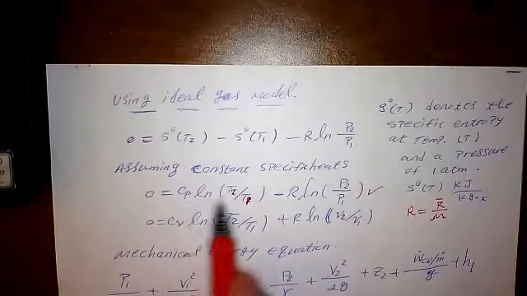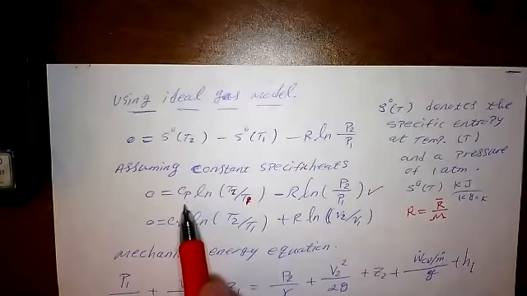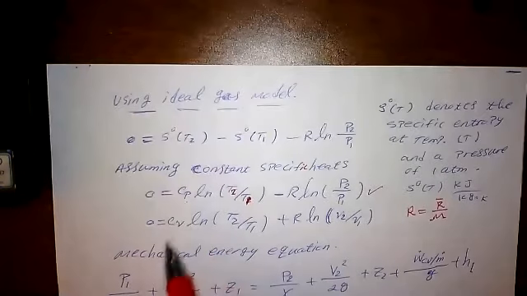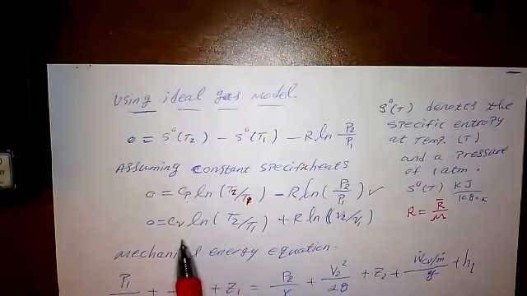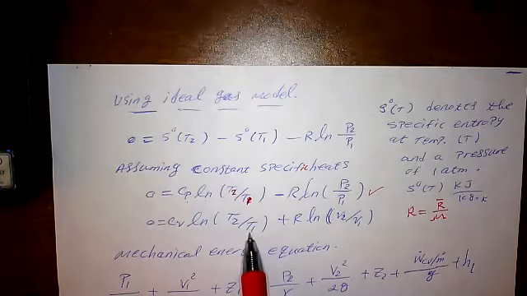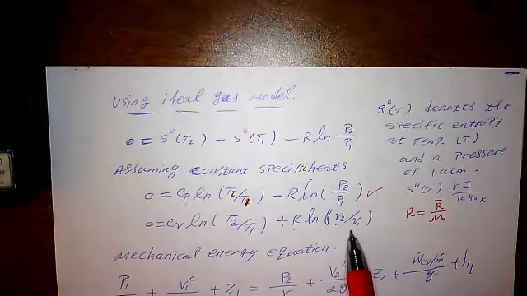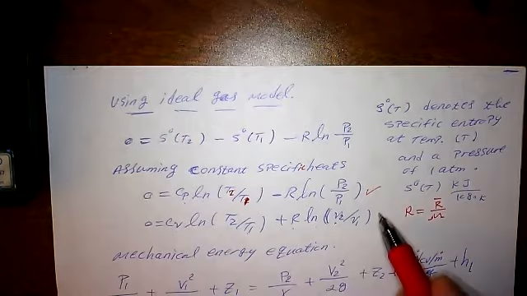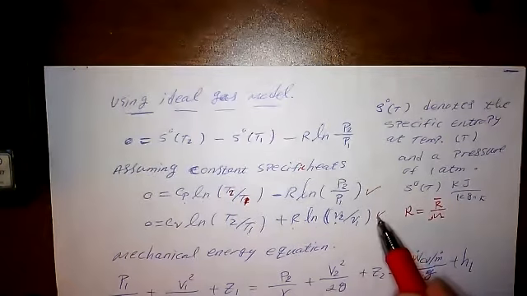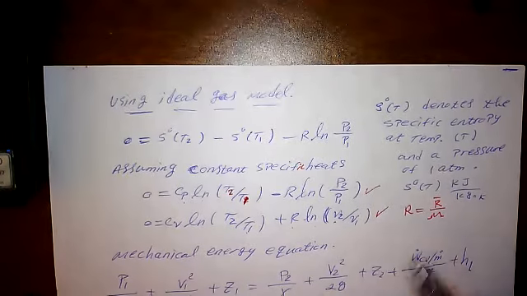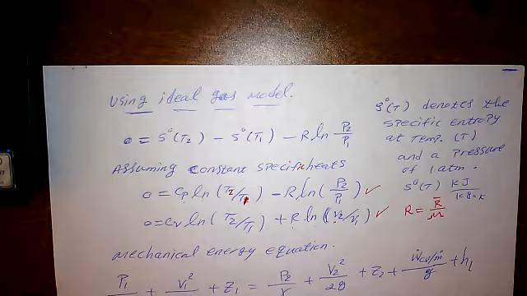If it's an open system, you are more likely to use Cp, instead of Cv for a closed system. Cv natural log of T2 over T1, plus R natural log of the ratio of specific volumes, V2 over V1. So these are the two formulas you will be using in problem solving and maybe on the exams.